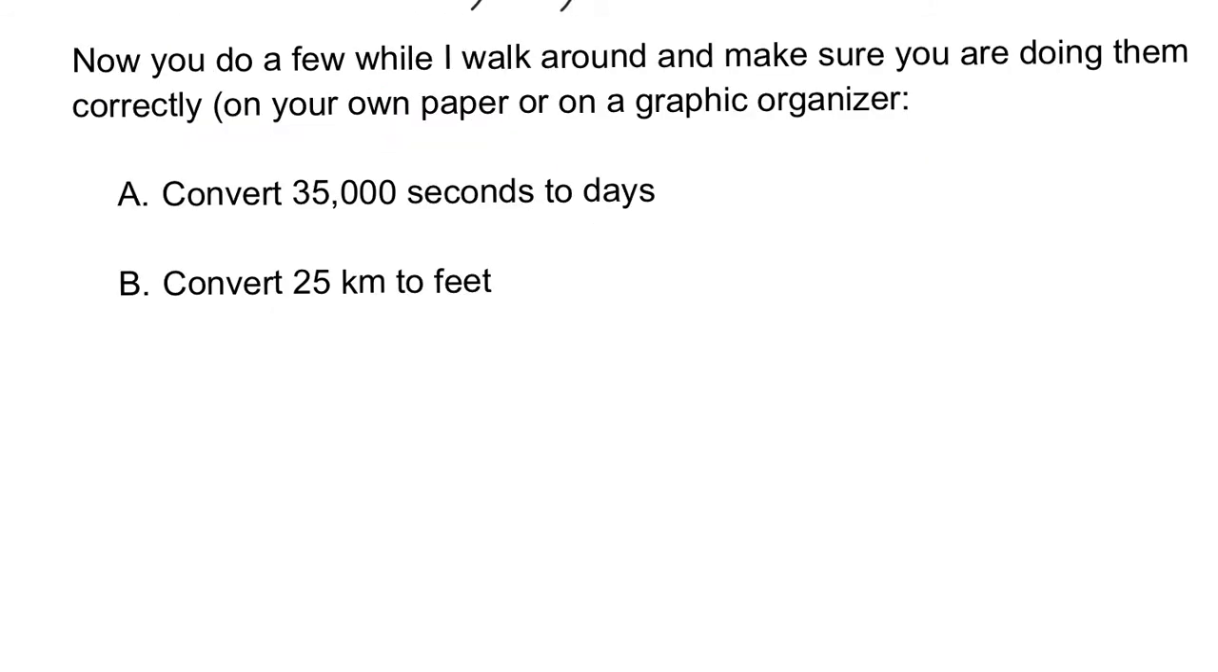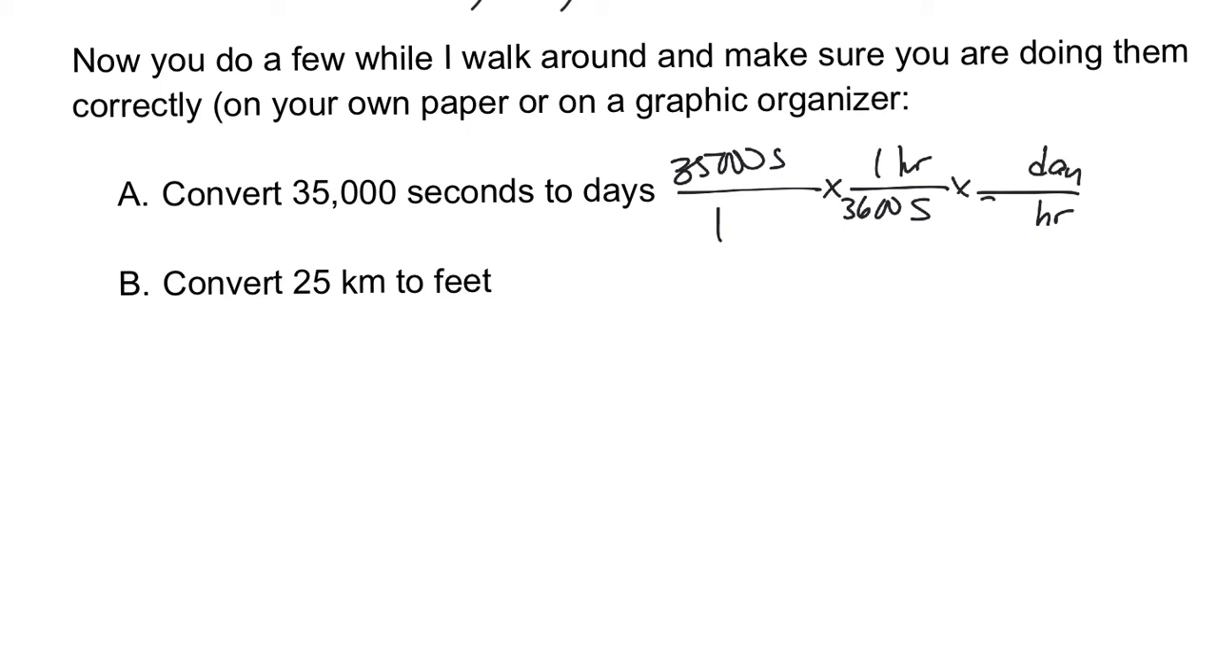Okay, so let me just write that. 35,000 seconds. 3,600 to 1 hour, and hours to days. Okay, so 0.4 days. So again, with the calculator, you need to make sure that you're either using the parentheses or some other equivalent way to make sure that's the right answer.